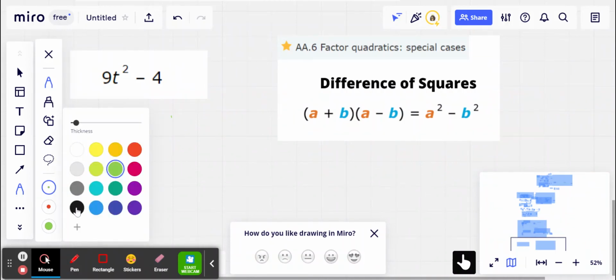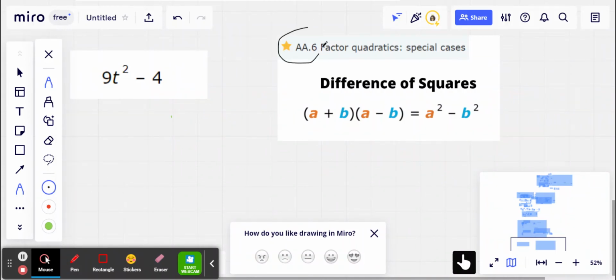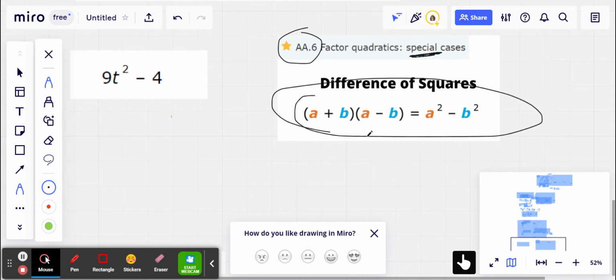Okay, guys, here is the explanation for AA6, which is complicated because it looks different, but if you memorize certain formulas, it'll be a piece of cake. These are special cases because it's a shortcut, because you don't have to do all the work. If you memorize this formula here, you're going to be in good shape.